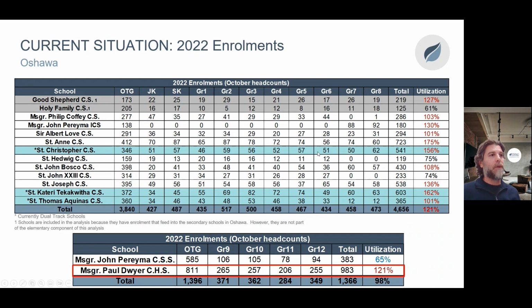And one thing that we see when we look at the elementary and secondary schools is there's quite a variance. There's schools that are operating well above capacity, some schools that are operating at capacity, and a couple of schools that are operating below capacity. On the secondary panel, we look specifically at Monsignor Paul Dwyer at the bottom there. It was built with a capacity, this is the existing school, not the new proposed school or the new approved school. The existing school has a capacity of 811. It currently has enrollment based on October 31st, 2022 headcount enrollment of 983. It results in a utilization rate of about 120% or just a touch over.